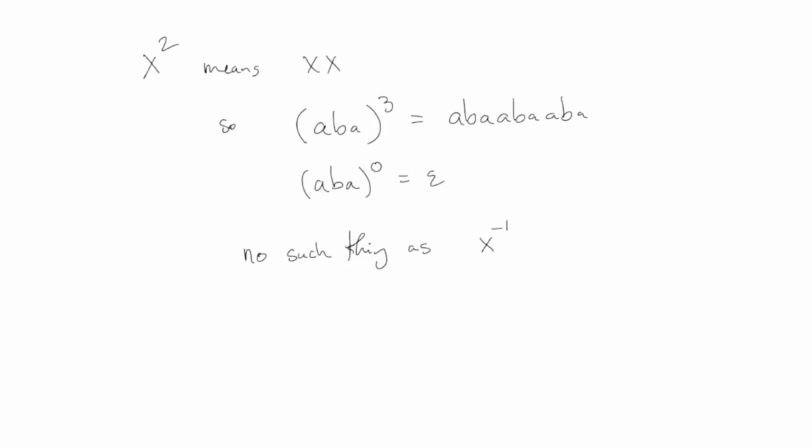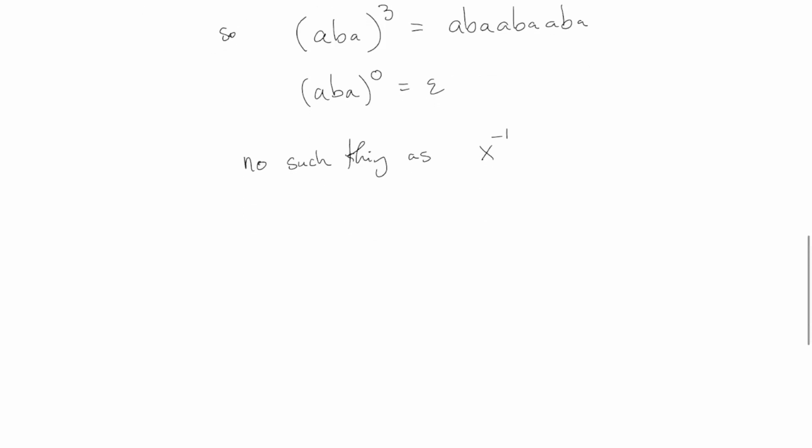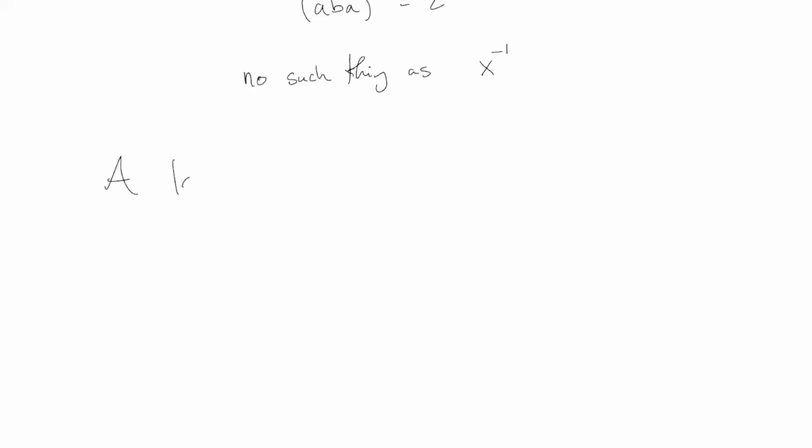All right, this is alphabets and strings, and now I can tell you what a language is. A language is just a set of strings on some alphabet.